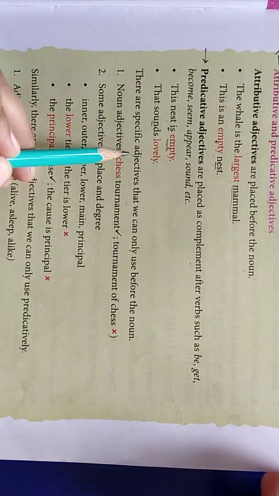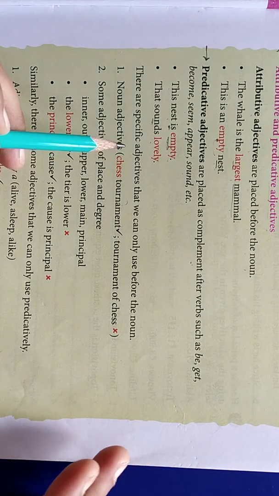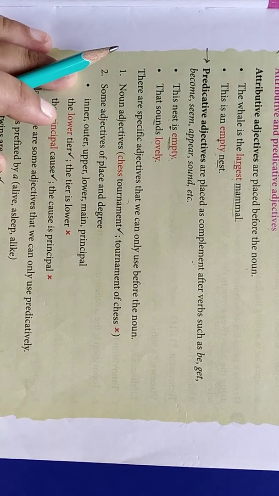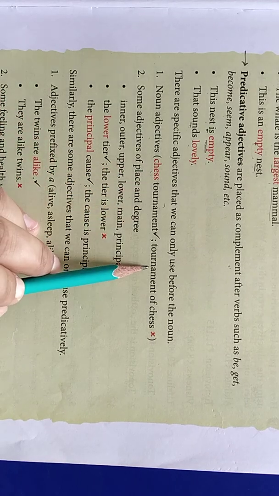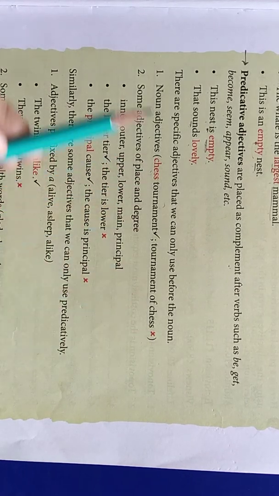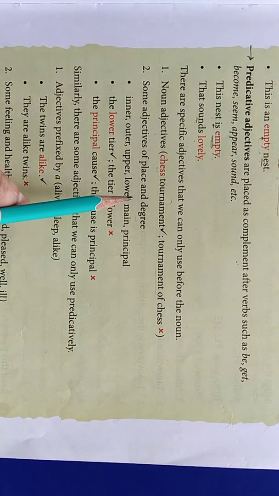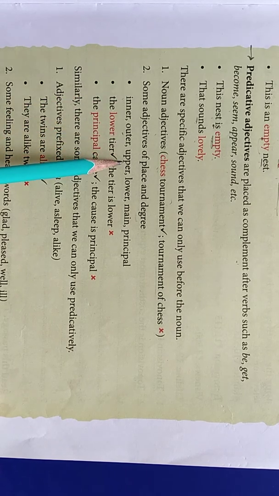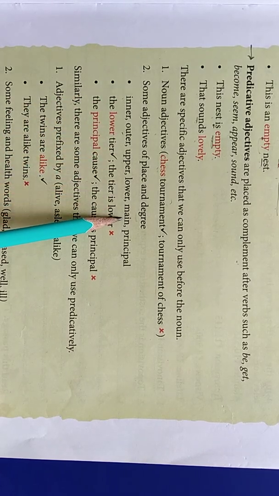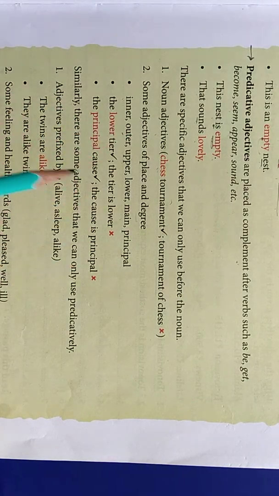There are specific adjectives that we can only use before the noun. Some adjectives can only be used before a noun. Noun adjectives like chess tournament. Tournament of chess हम नहीं कह सकते. Some adjectives of place and degree, like inner, outer, upper, lower, main, principal. Like the lower tire. The tire is lower नहीं होता.